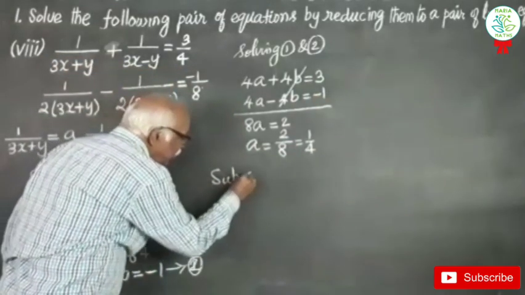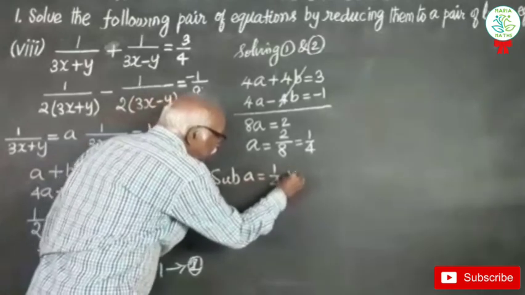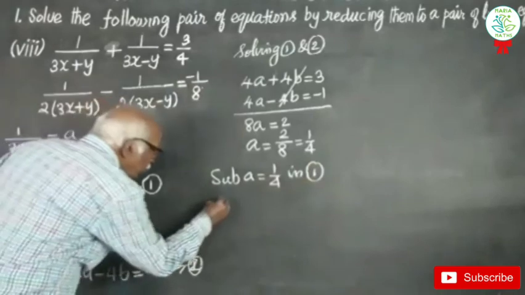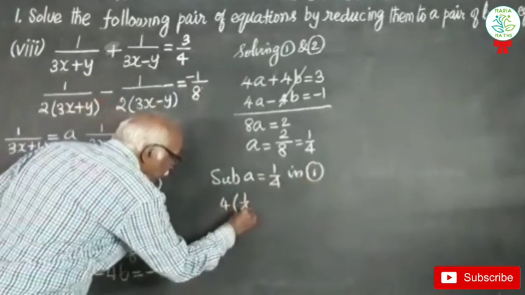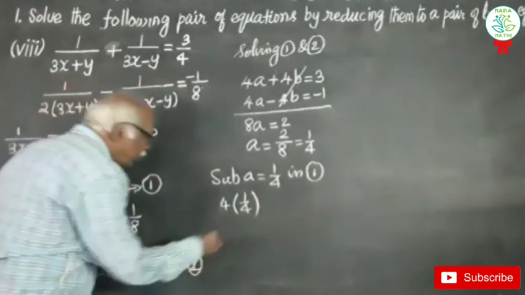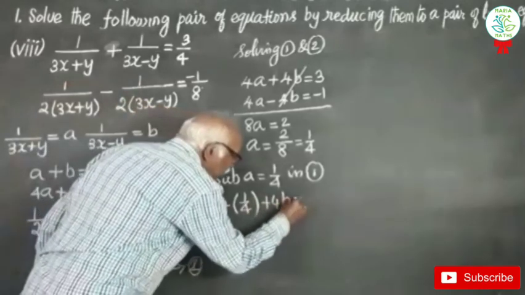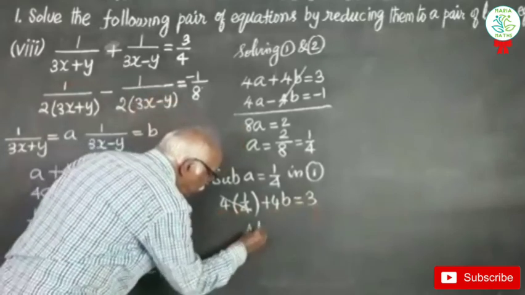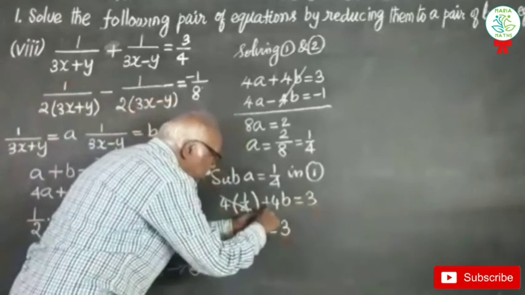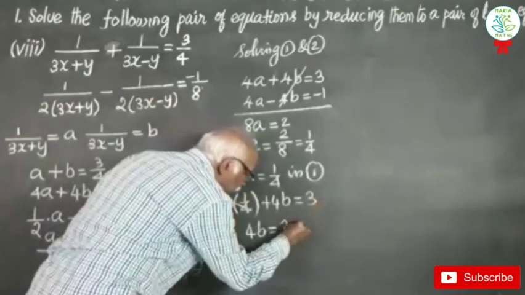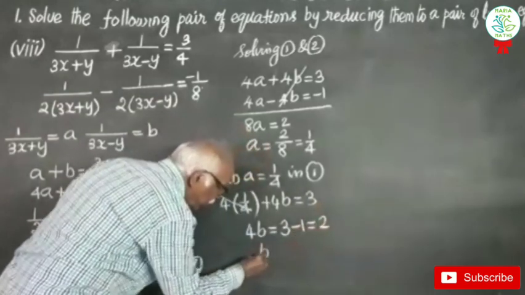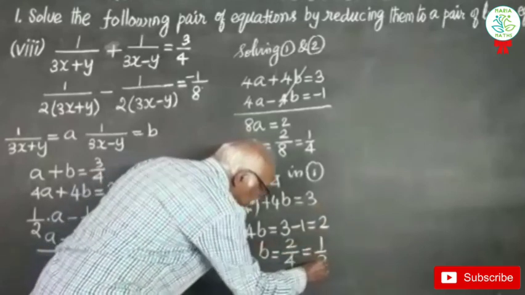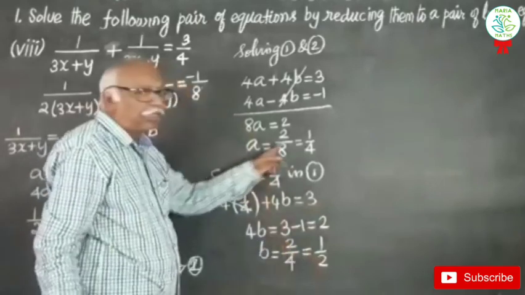Substitute a equal to 1 by 4 in equation 1. 4 into 1 by 4 plus 4b equal to 3. The 4s cancel: 1 plus 4b equal to 3. 4b equal to 3 minus 1, equal to 2. b equal to 2 by 4 equal to 1 by 2. So b equal to 1 by 2, a equal to 1 by 4.